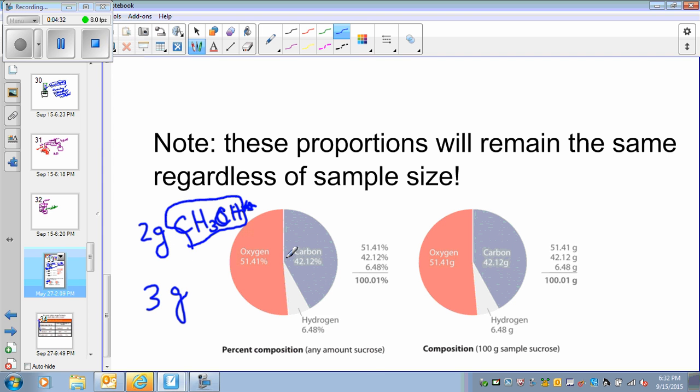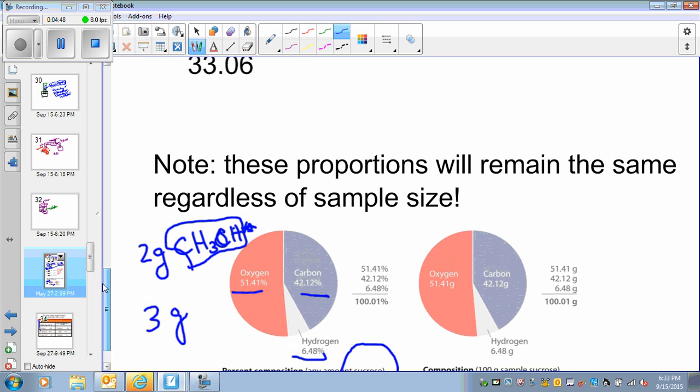So for example, in any amount of sucrose, no matter how much you take, you will have 42% carbon, 6.48% hydrogen, and 51.141% oxygen. So that percentage of elements in the compound will never change.